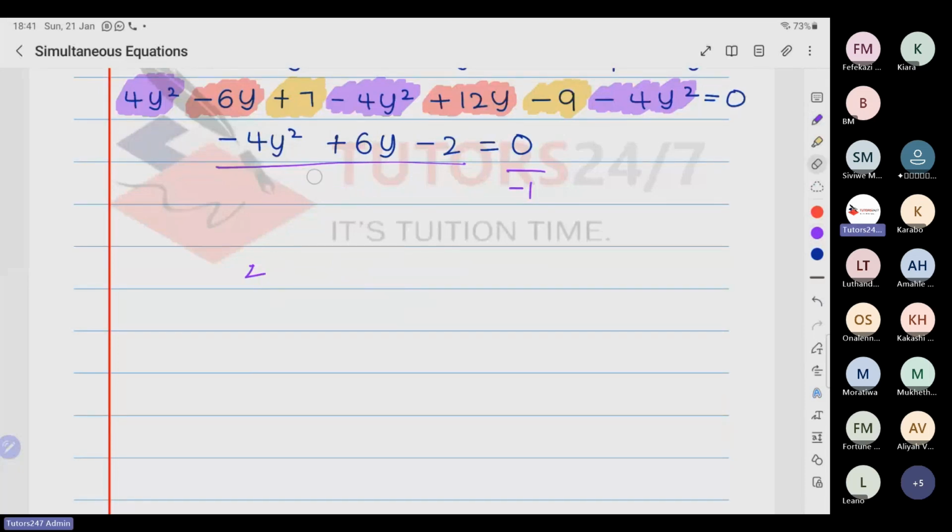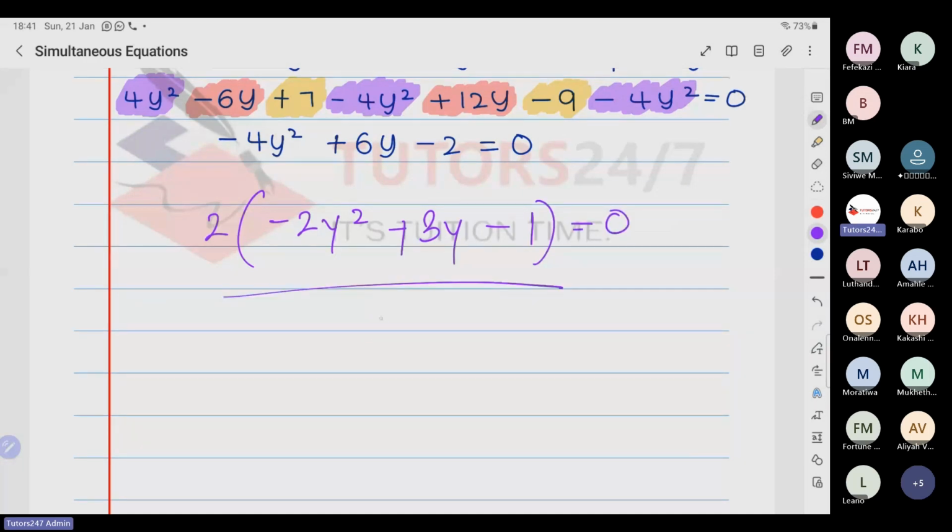Another option is you could have only taken out the 2. So if you factor out the 2, you'll then be left with -2y squared minus 3y plus 3y minus 1 equals 0. Divide both sides by 2. That cancels that. You're left with -2y squared plus 3y minus 1 equals 0.